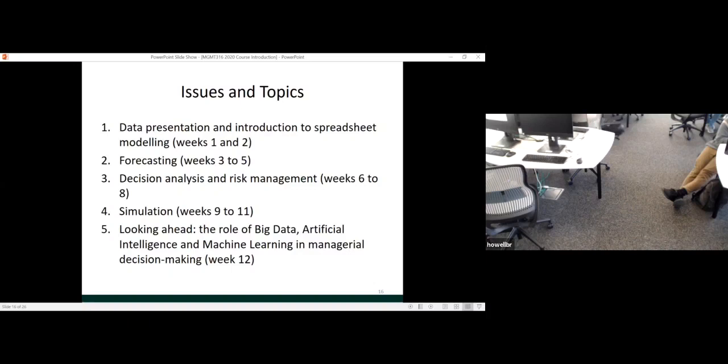So those are the topics. This week and next week, we're going to do a bit about data presentation and introduction to spreadsheet modelling. Weeks 3 to 5, we're going to do forecasting. Weeks 6 to 8, decision analysis and risk management. Weeks 9 to 11, simulation. And the new lecture for me this year is looking ahead to the role of big data, artificial intelligence and machine learning. That's going to be fun.